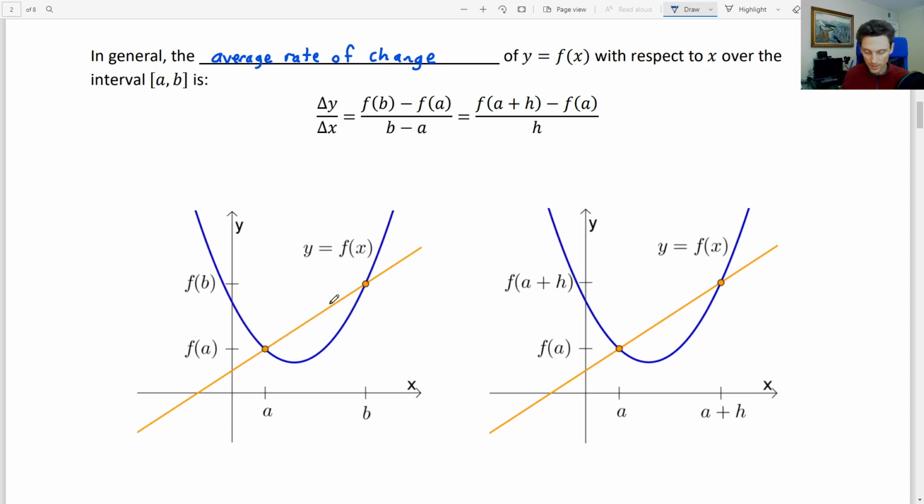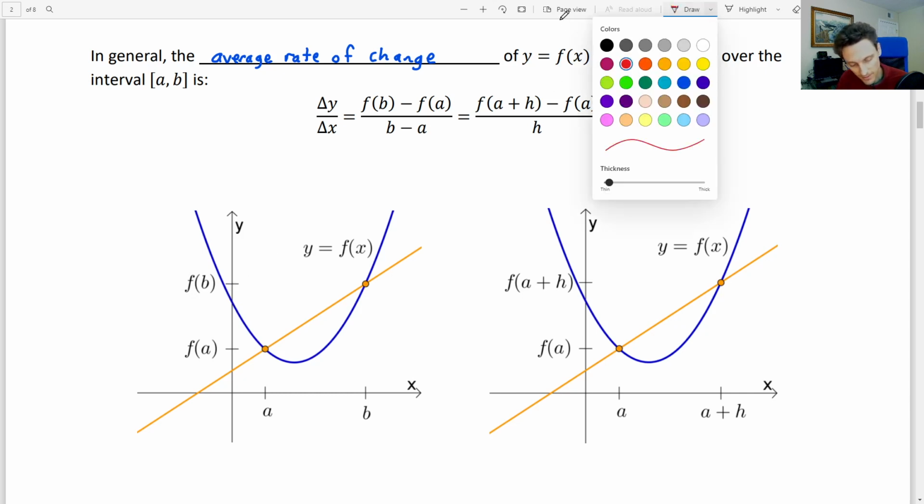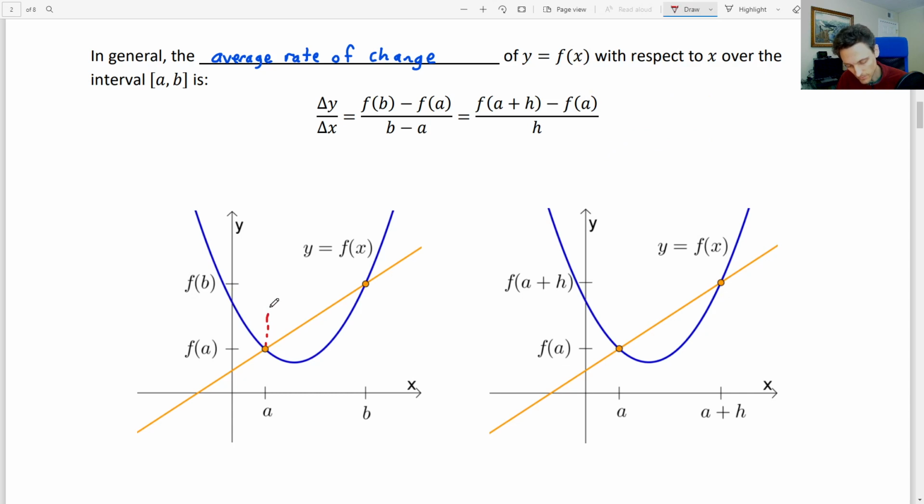So this is a little picture of that. And here you have your starting x value, your ending x value, and here's your starting y value, your ending y value. So once again, you're just calculating a rise over run. The rise will be f of b minus f of a. And then the run is going to be b minus a. It's the right x value minus the left x value.